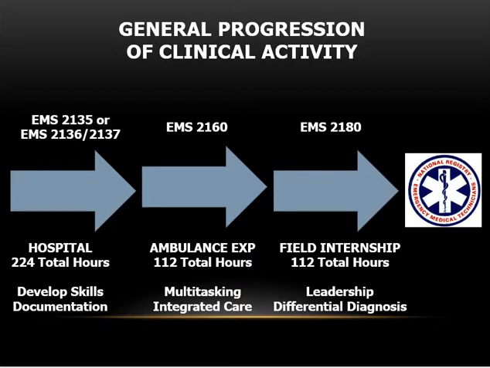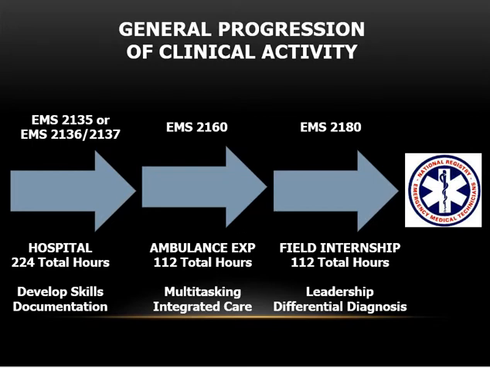The progression of the courses. There's 3 different phases to your clinical activity. The first part is your hospital experience, which is 224 total hours. That's either EMS 2135 for the entire 224 hours, or occasionally that gets split depending on the semester you started into 2136 and 2137. But regardless, everyone has to complete their entire 224 hours of hospital before they're allowed to do anything in the field.